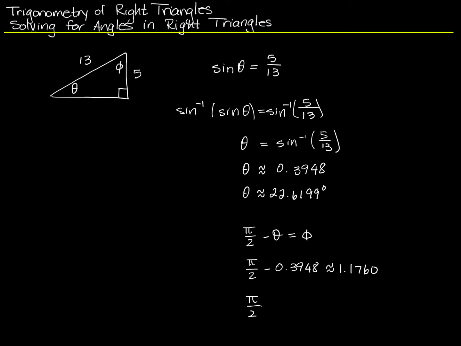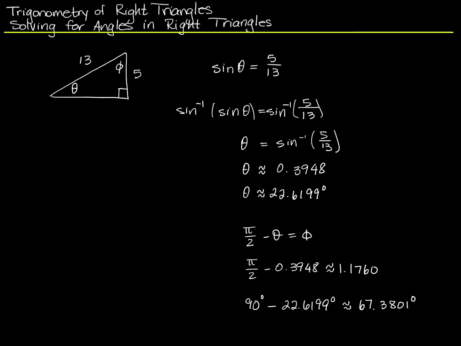Now, if I want to find phi in degrees, I'm going to take 90 degrees and subtract 22.6199 degrees. And that'll give me phi in degrees. Again, approximately. That turns out to be 67.3801 degrees. Do remember to put your degrees on any angles that you're measuring in degrees. Without a degree symbol, I'm going to interpret that as 67.4 radians. So make sure you include your degree symbols.